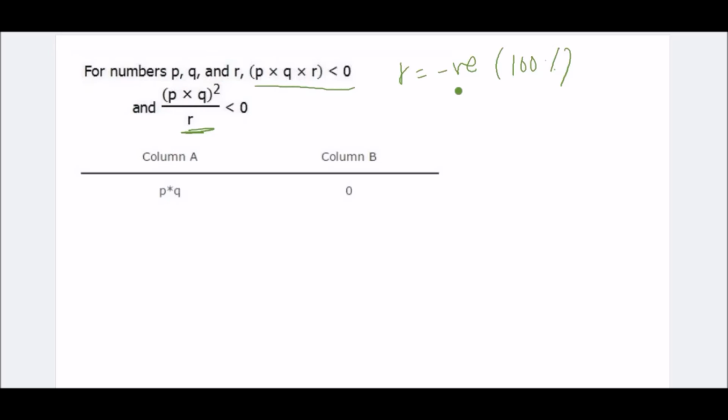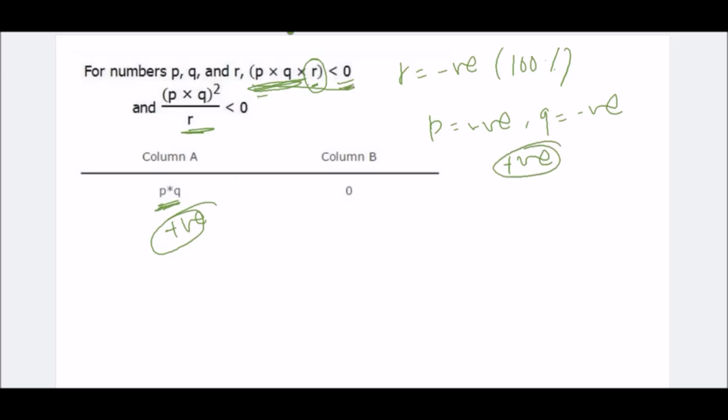Because if only one is negative, then multiplication with R will become positive, but the condition is less than 0. So either one is negative or all three are negative. By multiplication of both, the value will always be positive, because if P is negative, then Q is also negative. Multiplication of both will become positive. So from this we conclude that quantity A is greater. So the answer choice will be A.